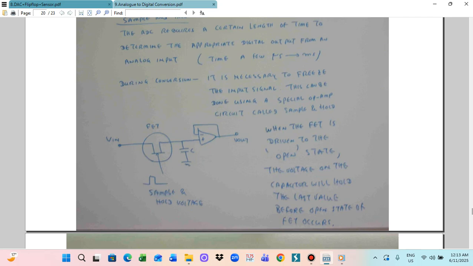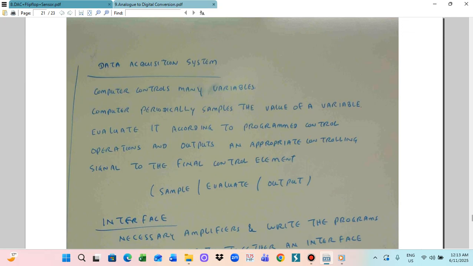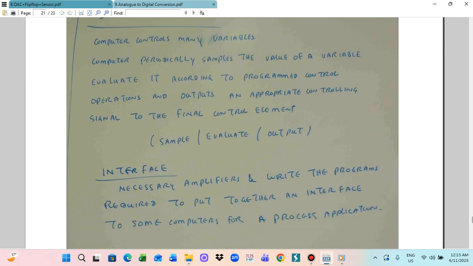So sample and hold circuits are utilized for the data acquisition system. The data acquisition system will be composed of binary inputs, so the computer can control many variables. We use the variables we control, so we have to utilize programs to control operation. This means the computer will take the sample, evaluate it, and produce the output. These are the programs that control operation.